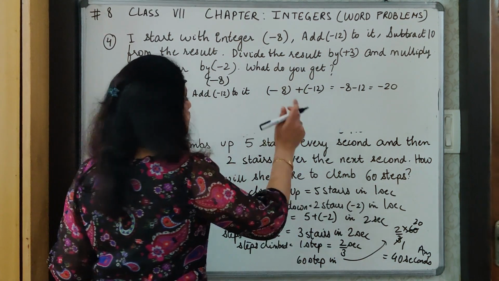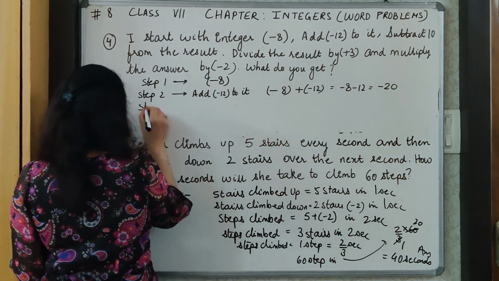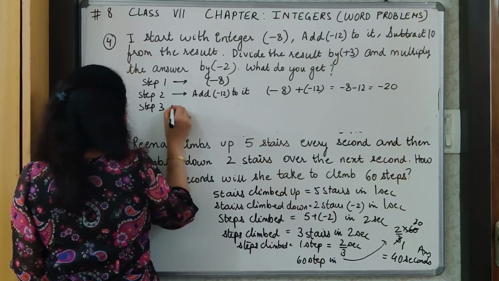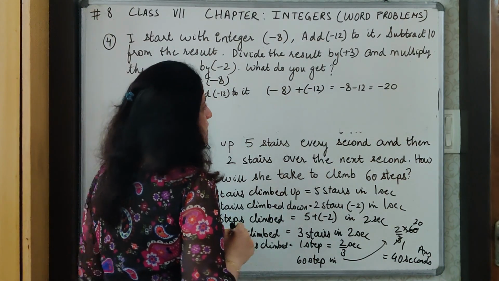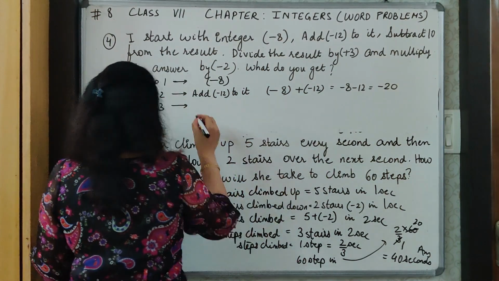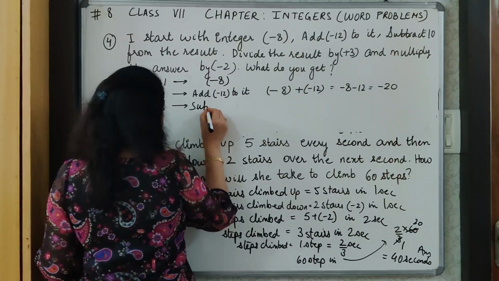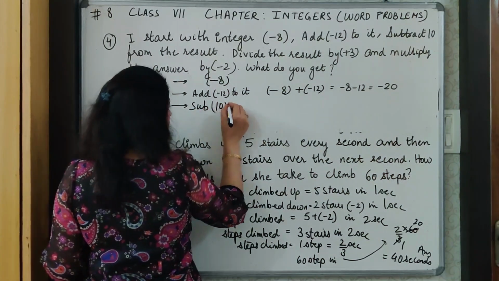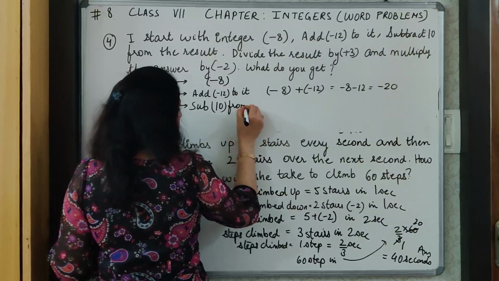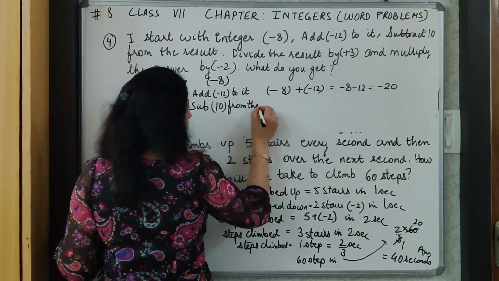Then we move on to step 3. What is step 3 saying? Step 3 says subtract 10 from the result.